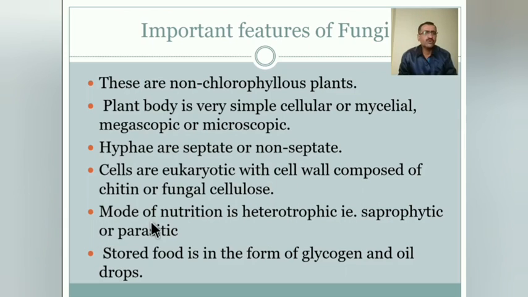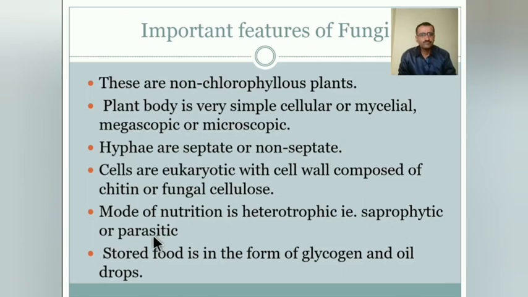Next one is the mode of nutrition. As we know, they are non-chlorophyllous, so they are heterotrophic. And heterotrophic organisms are again divided into saprophytic or parasitic. Saprophytes depend for food on dead organisms. Parasites depend for food on other living organisms. These fungi may be saprophytic or parasitic.